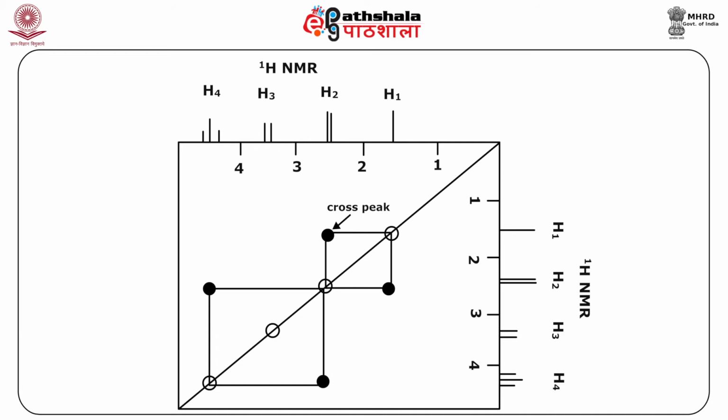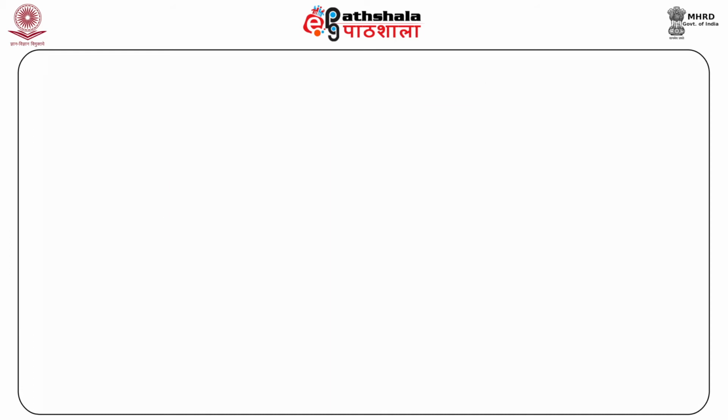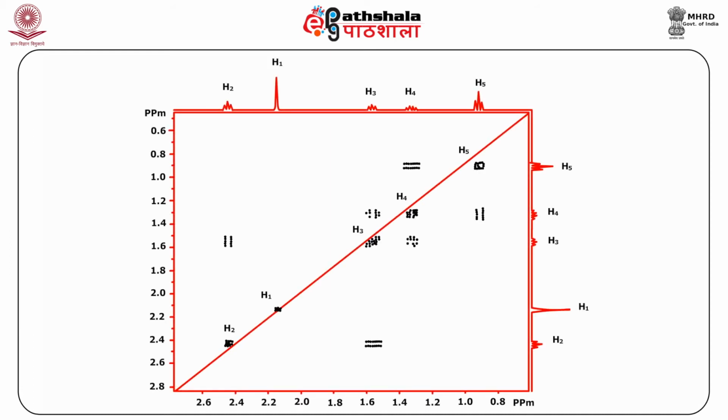Now you can see what I have said in this particular figure and it is clearly visible and understandable. Now let us start by analyzing the COSY spectrum of 2-hexanone. First, consider the off-diagonal spot at 1.6. Now draw a horizontal line from this point.